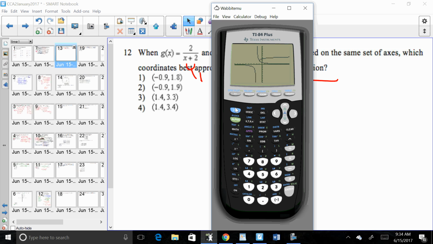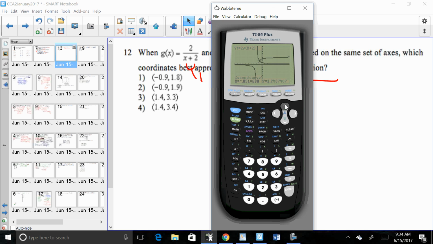No. So to do the intersection, second trace, which is calc, option 5, which is intersect, I'm going to move my cursor to where they intersect. I'm going to hit enter. Now, sometimes it doesn't hop to it, so we're just going to hit up so it hops to the other curve. Somehow it gets out of the curve. Did it get there yet? Get there.